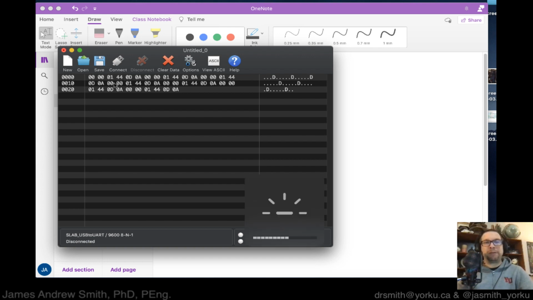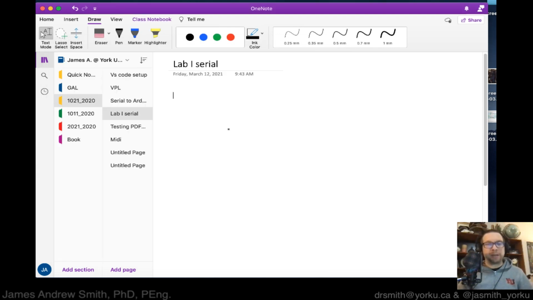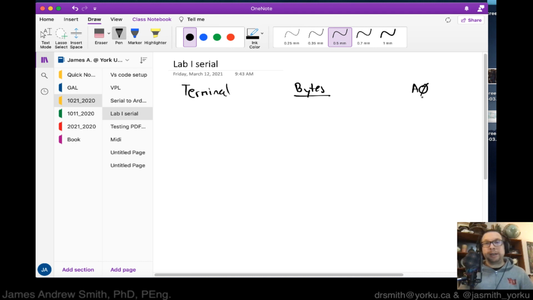Okay, so I'm going to draw a graph over here on OneNote. So I got my pen right here. I got my terminal program, and I'm going to do a compare and contrast. So I got the terminal program, then the actual bytes that are being sent and displayed on the OLED, and then the A0 value that you would normally use within the Arduino program, which you see at the top of the OLED being displayed. So we're going to break this up like this.